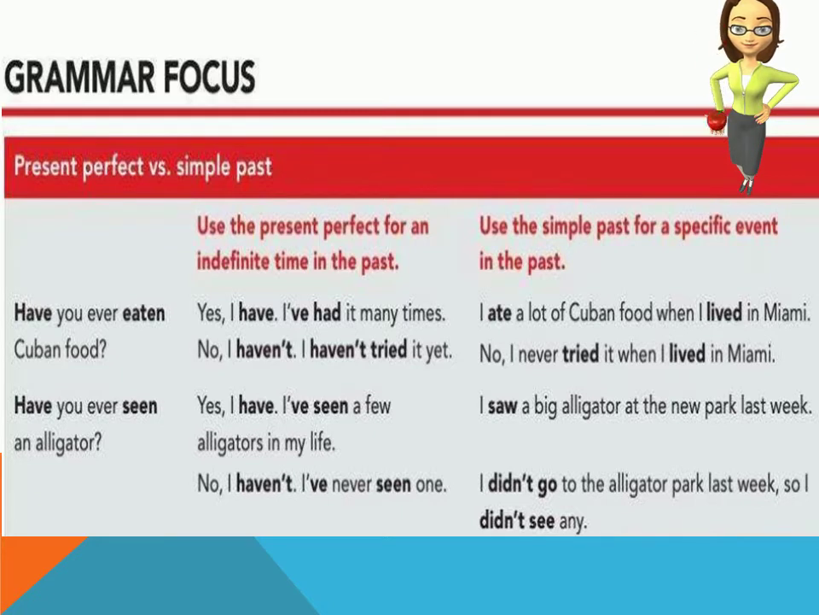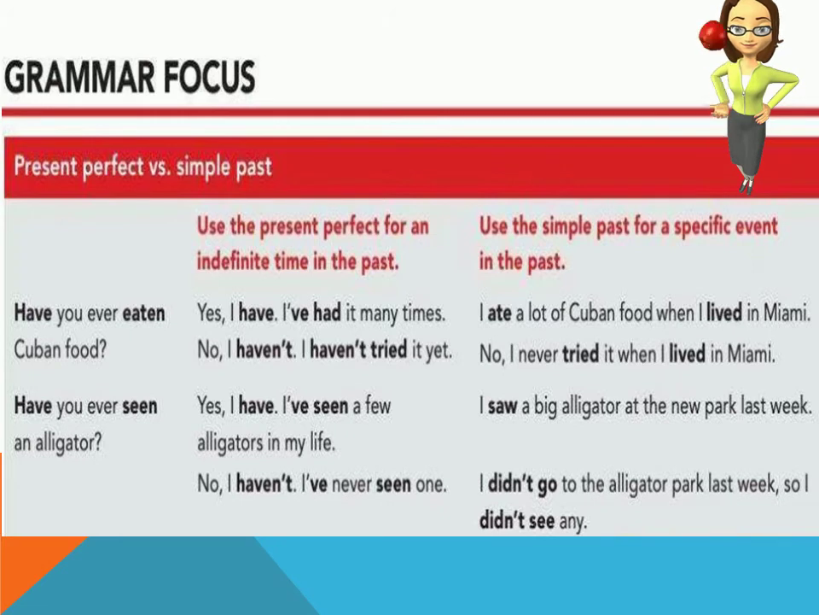Now let's see this. Present perfect versus simple past. Use the present perfect for an indefinite time in the past. And use simple past for a specific event in the past. For example, have you eaten Cuban food? Using the present perfect for an indefinite time in the past, you answer, yes, I have. I've had it many times. So you don't specify the time. No, I haven't tried it yet.